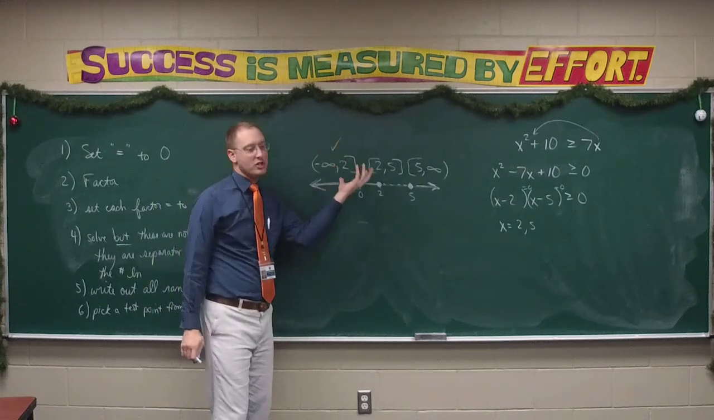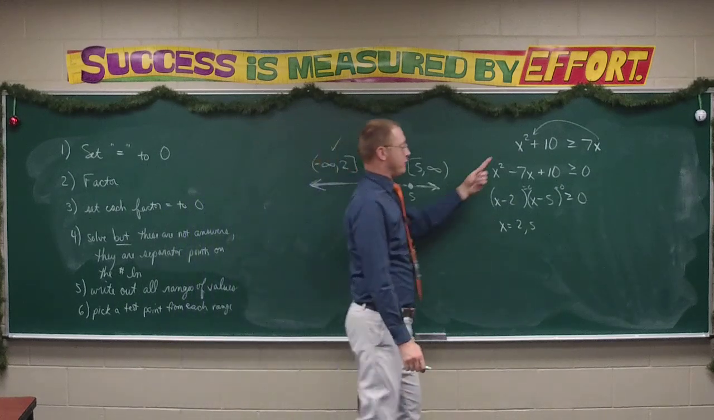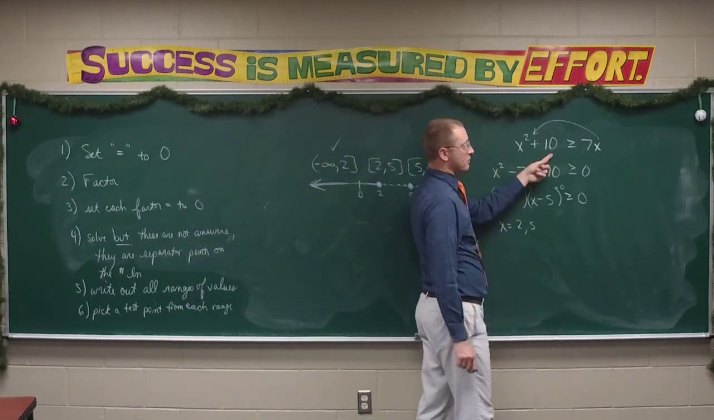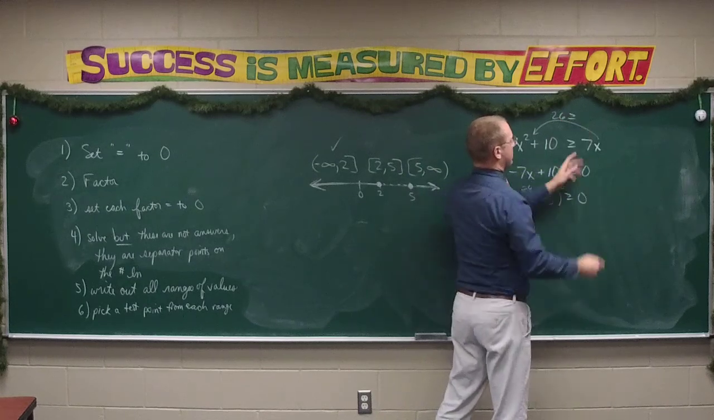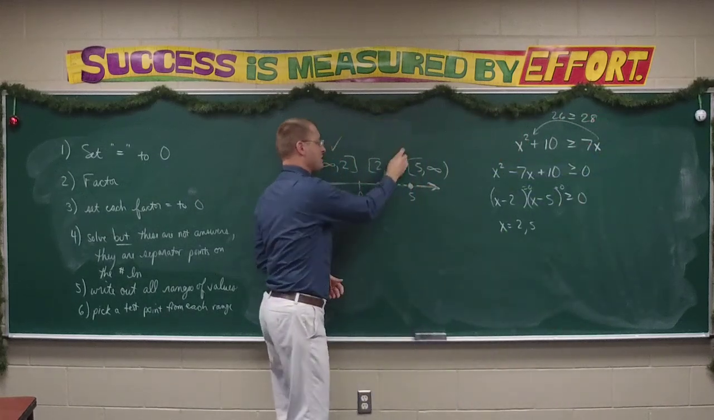Well, 2 is not between 2 and 5. Again, don't pick the number itself. 4, okay. Square of 4? 16. Plus 10? 26. Is 26 greater than or equal to 7 times 4? 28. Is 26 bigger than 28? I missed it by that much.